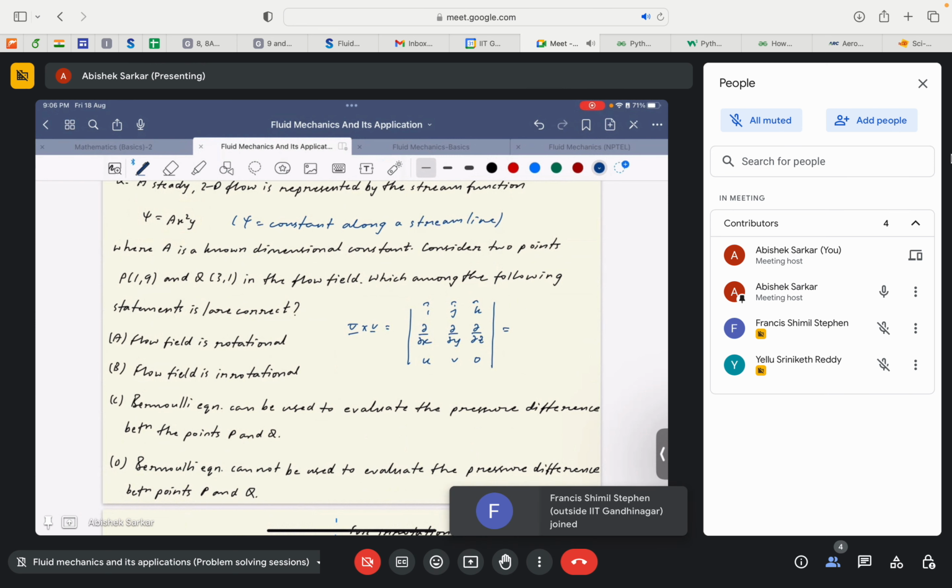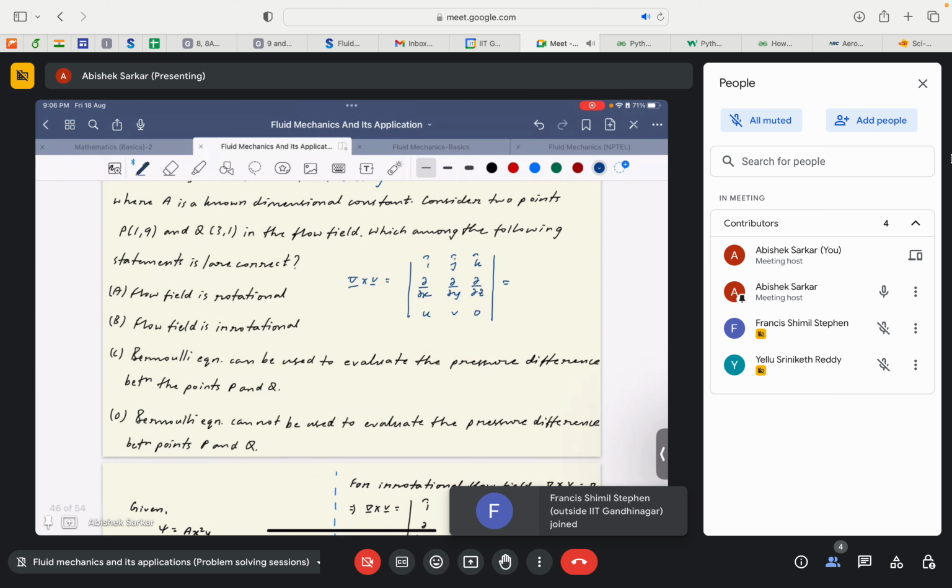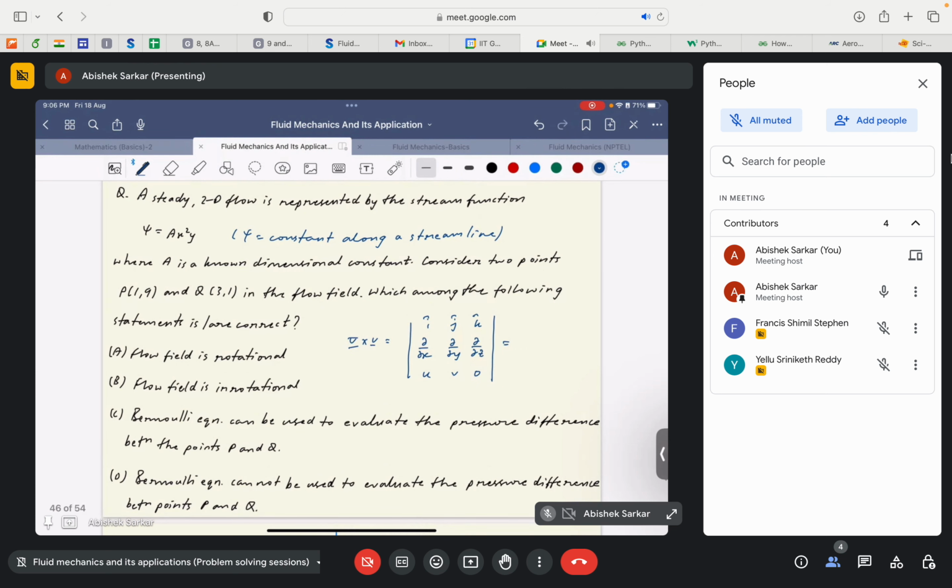Right. So if these 2 points are on the same streamline, then if we substitute the values of the coordinates in the definition of psi, psi must give the same value, right? Is that point clear? Sir, we need to substitute both points in the psi equation. Yes. First substitute the values of x and y coordinates in here.